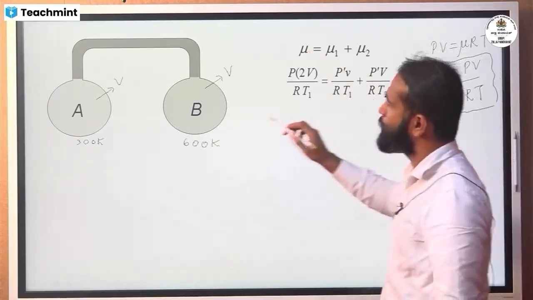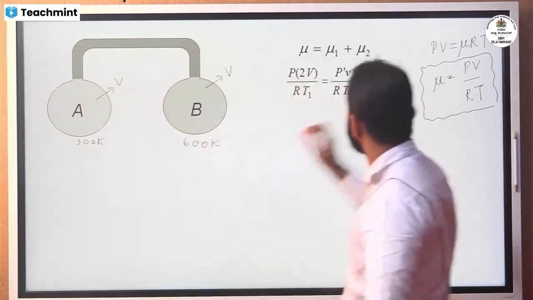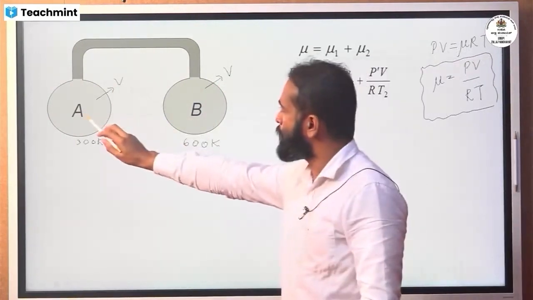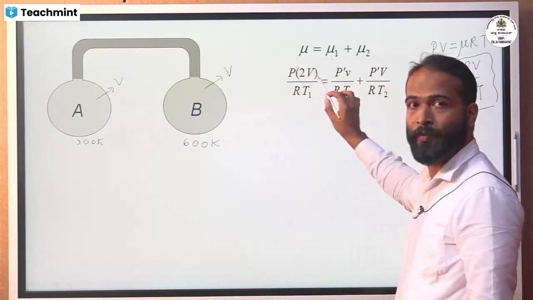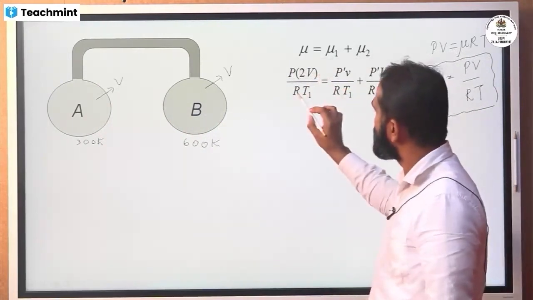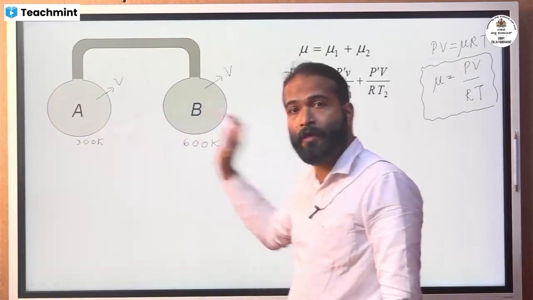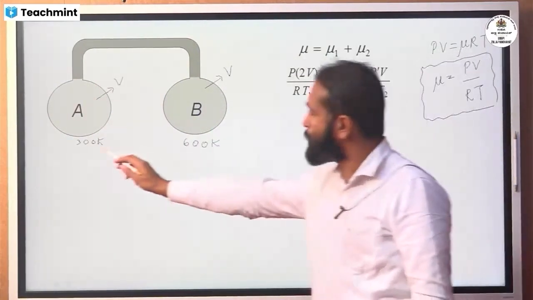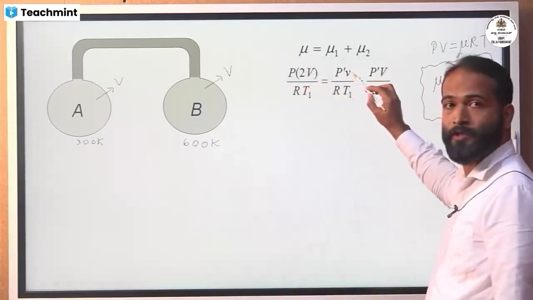So in the beginning, it's given in the question that the pressure of the entire system is some P. The initial volume is that of container A and container B, so in total it becomes 2V (V plus V), and R is the universal gas constant. The entire system is initially at a temperature T1. But finally, after changing the temperature to 300 Kelvin and 600 Kelvin, in the first container the pressure changes to some P dash.